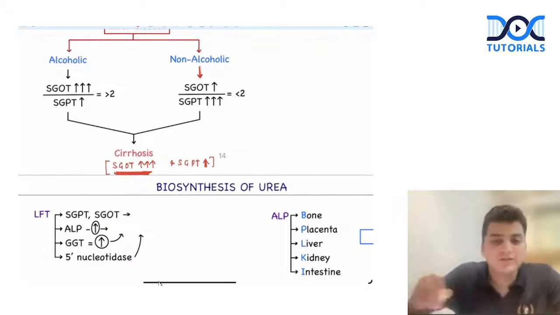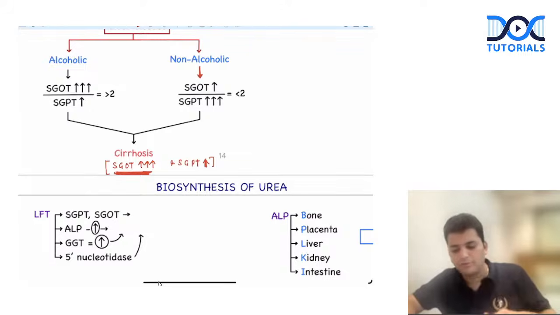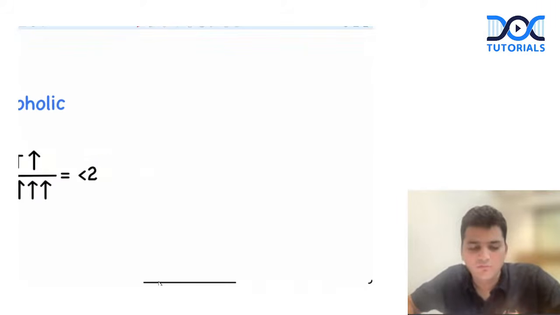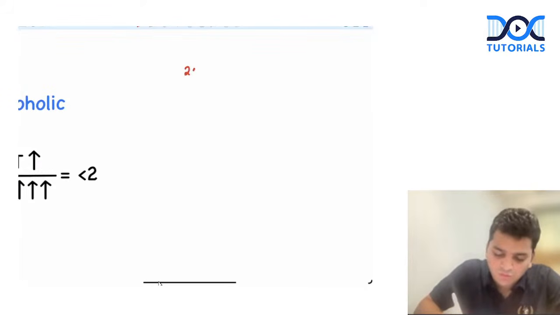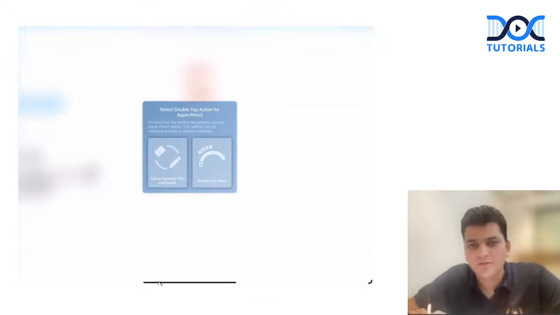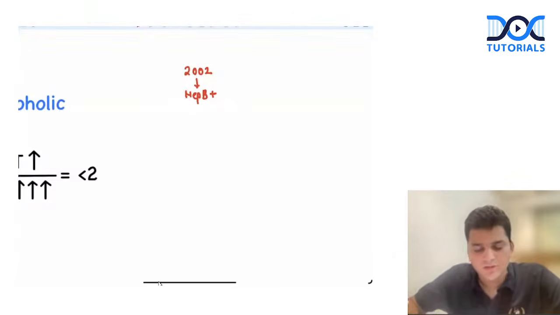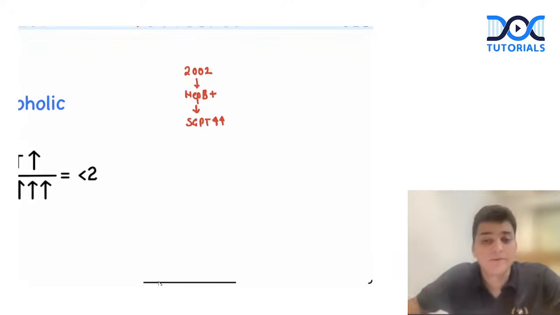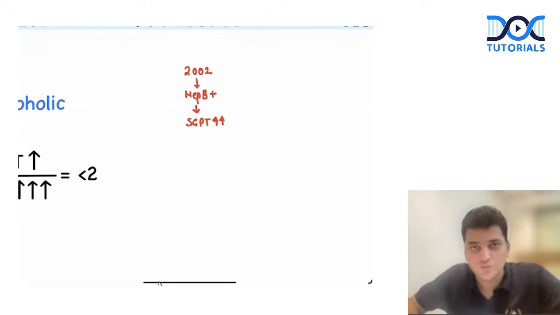Now, what is the significance of knowing that SGOT will be more? You give me the answer. See here, no need to write this. One of your relatives is positive for, let's say, hepatitis B. In 2002, your relative got the hepatitis B virus, and the doctor said that every 6 months he should undergo a liver function test. So he was checking his SGOT and SGPT every 6 months. Obviously, it's a non-alcoholic liver disease, so SGPT was more compared to SGOT.